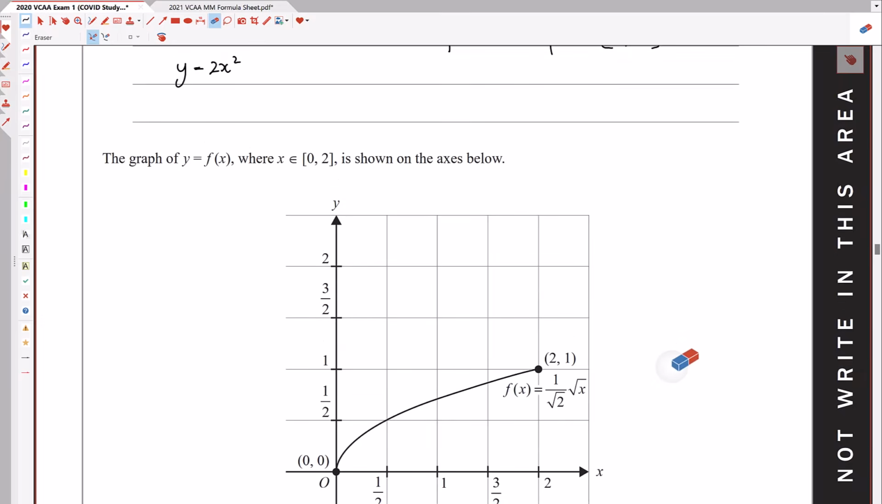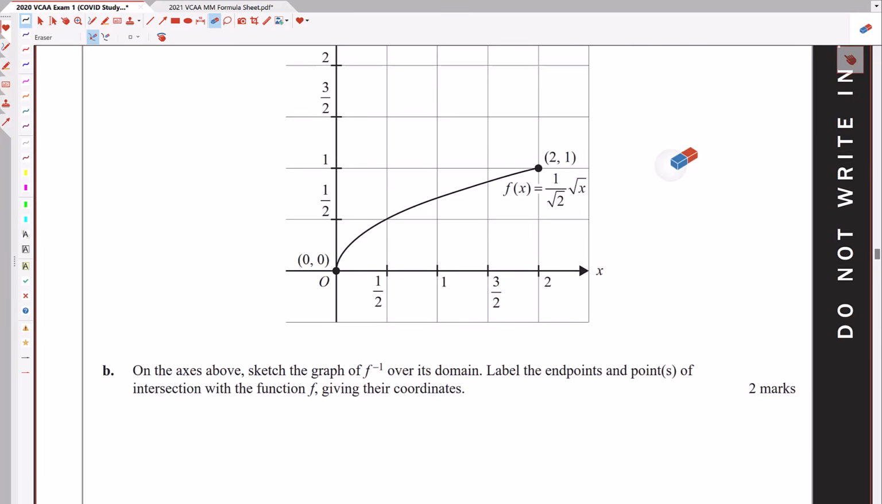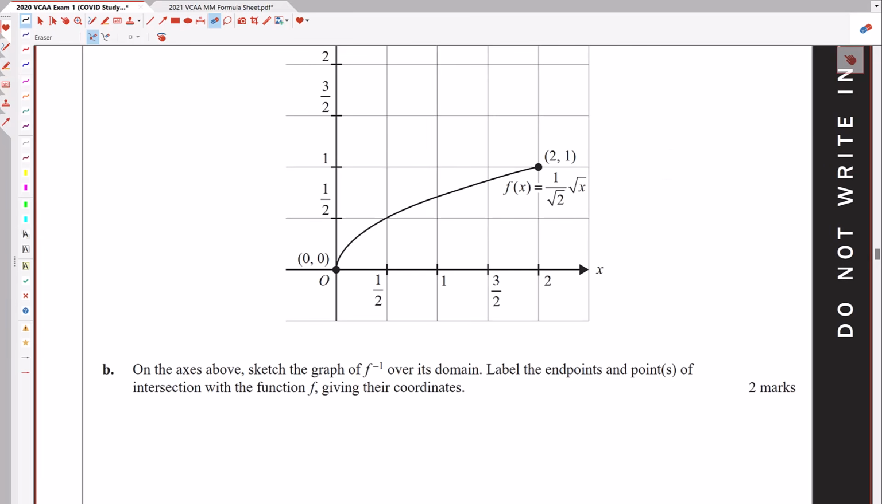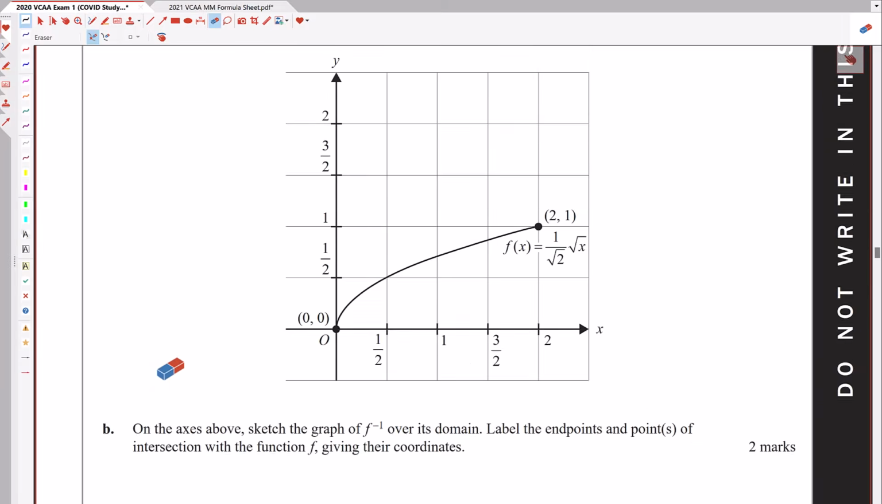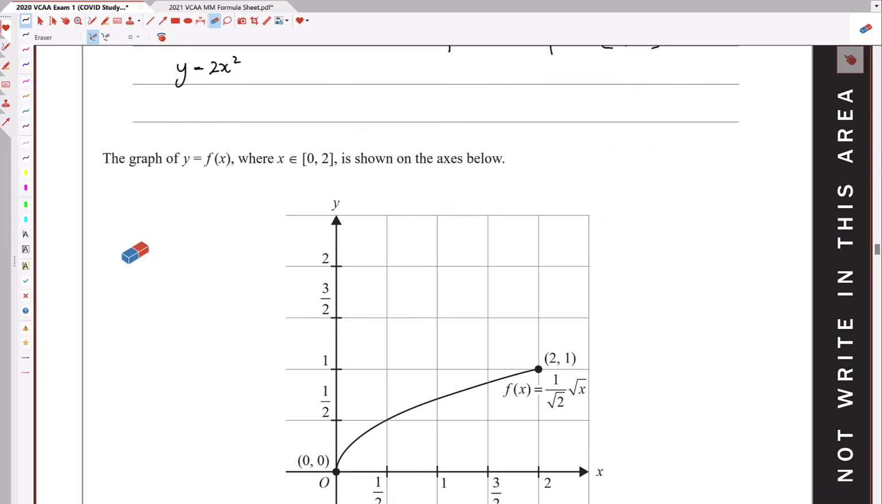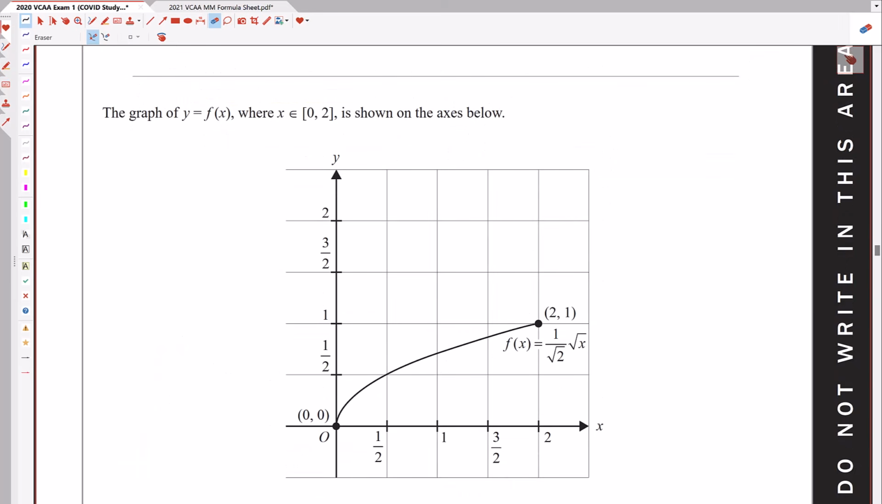So we've got the graph of the original function shown on the axis above. Sketch the graph of the inverse over its domain. Label the endpoints and points of intersection, giving their coordinates. Now, again, even if you couldn't answer part A here, everyone should be able to do part B, okay?